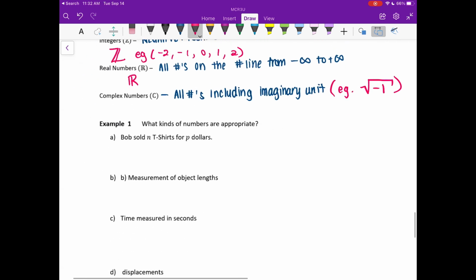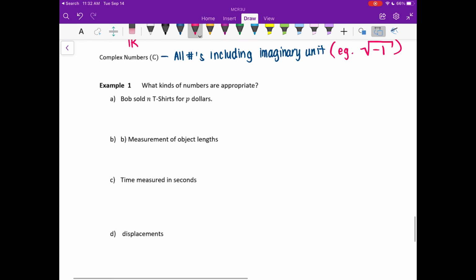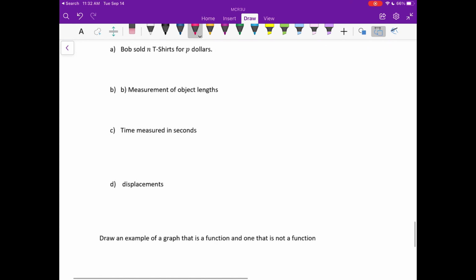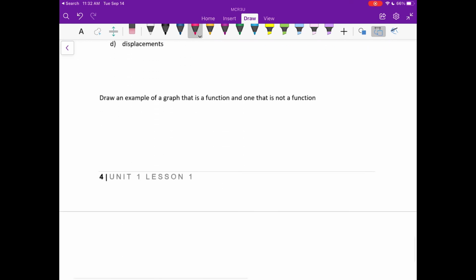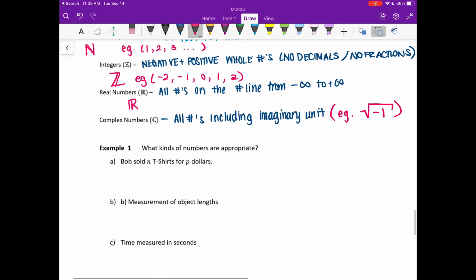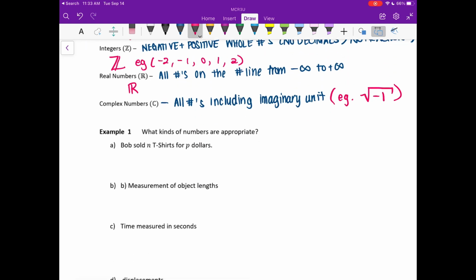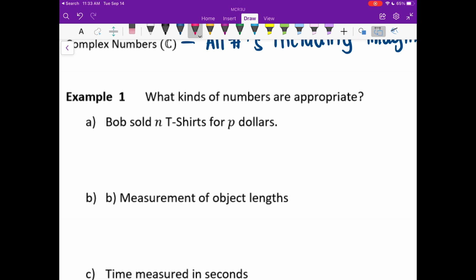So what I want us to do next is go through an example of what type of numbers are appropriate to use. I want you to actually try doing this on your own. So if you're watching this video on your own, maybe pause it and try going through these examples by yourself, and then we can take them up together. And then at the end, I'm going to draw an example of a function and one that's not a function. I actually want you to do that one on your own as well. I'll upload them and tell you what they are, a couple of them, but I want you to at least have done your own.